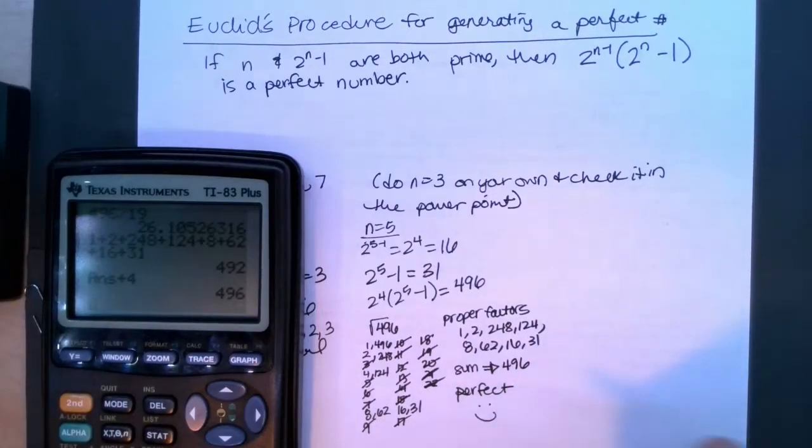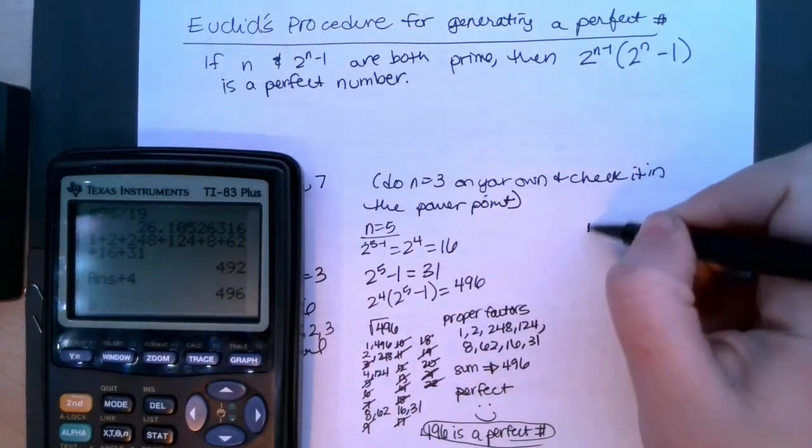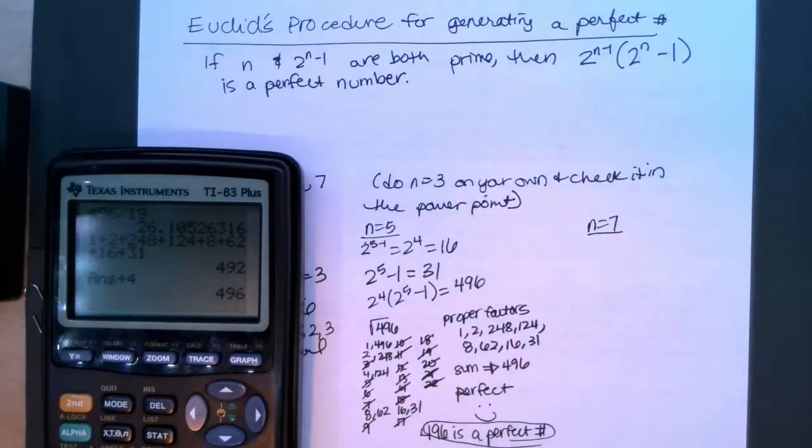And we do a happy face because that's the answer we should have gotten, and we're excited. So 496 is a perfect number. Okay, so now we're going to try n equals 7. So I'm going to leave a pause here so you can pause it and catch up, or try 7 on your own, and then we'll run through it.